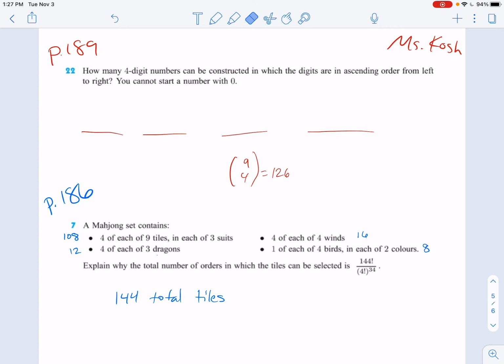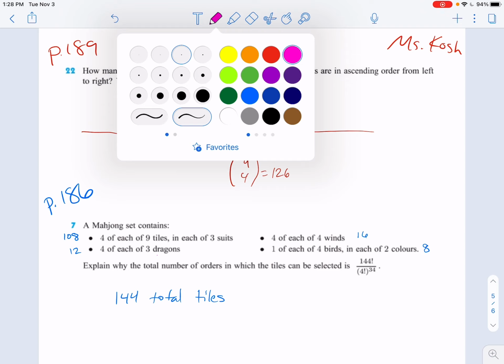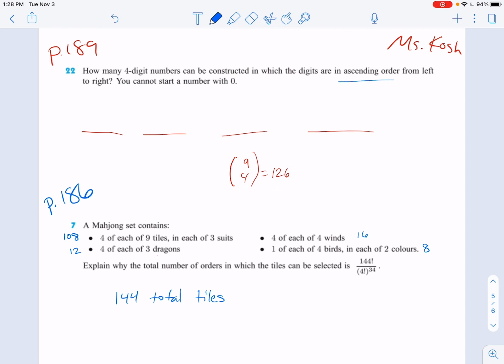Okay, so the first one: how many four-digit numbers can be constructed in which the digits are in ascending order from left to right? In this one, we think that order matters. Well, it does and it doesn't, actually. The order is already predetermined for you. If I picked the numbers 1, 2, 3, 4, the only way I can arrange them is in that order, 1, 2, 3, 4.